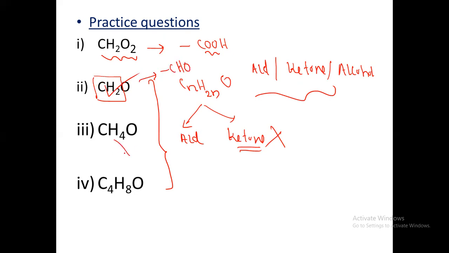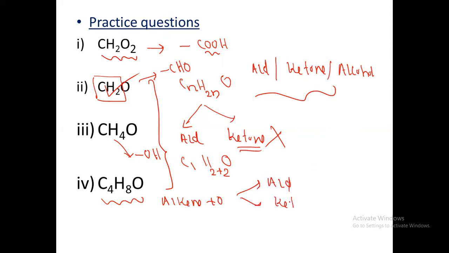Second one, you can see 1 carbon, 4 hydrogen, which means 2n plus 2. So it's an alkane formula with O, and alkane formula with O is always alcohol, OH. Now C4H8O is the alkene formula plus O, right? There are 4 carbons, so both aldehyde and ketone are possible, and you can draw isomers with the same formula.